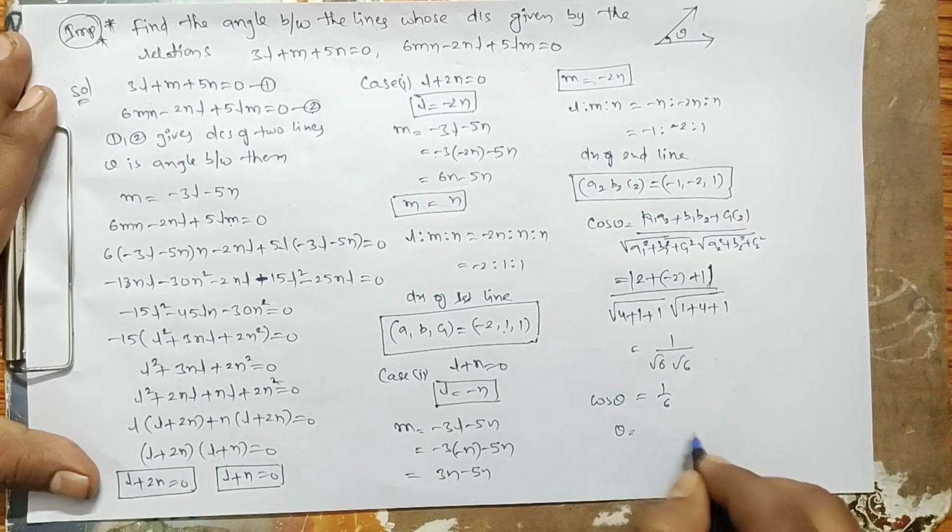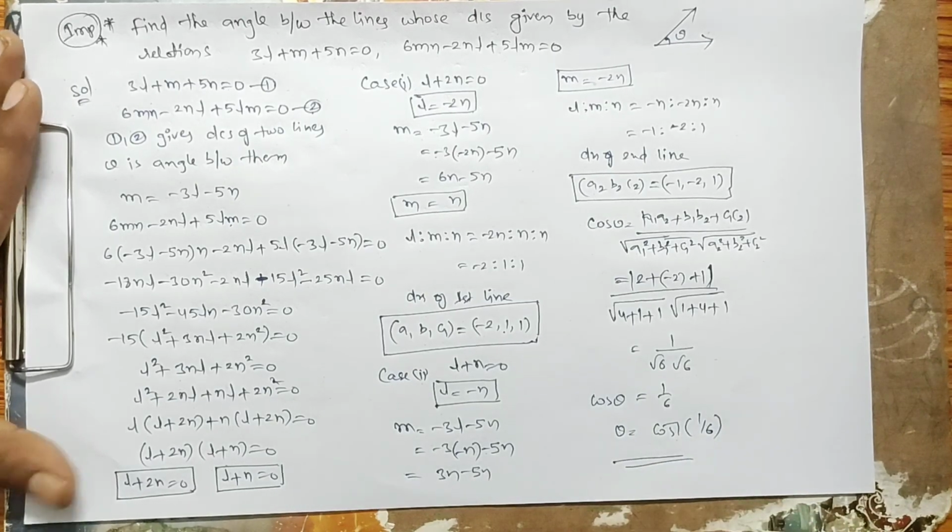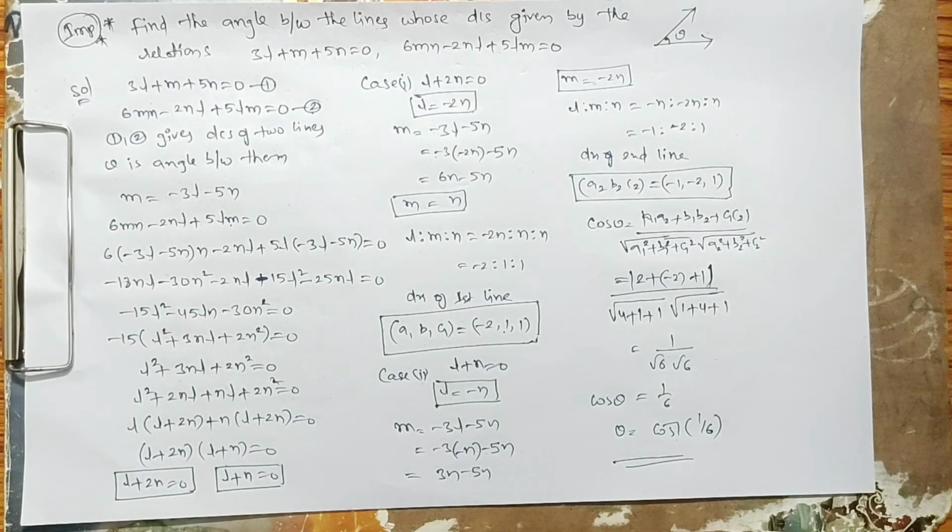Then theta is equal to cos inverse 1 by 6. This is the angle between the two lines. Very important problem for 7 marks. Definitely learn it once or twice, and score the marks.